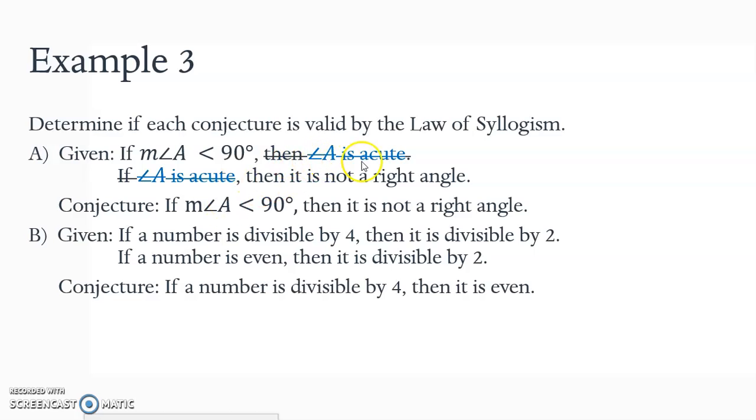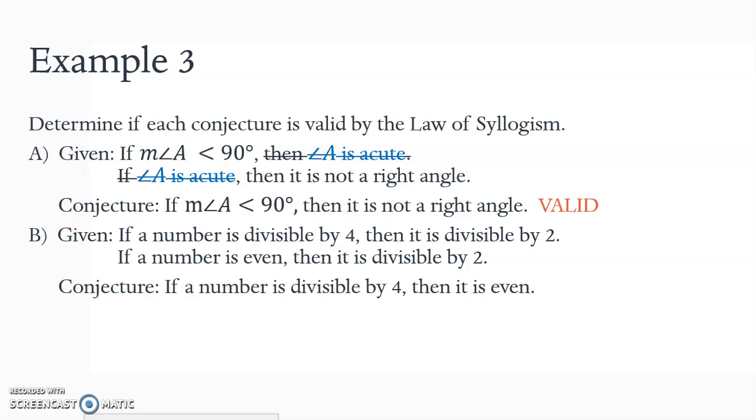So notice, angle A is acute matches angle A is acute. So what I did is I crossed them out and I'm going to check to see if the conjecture says if the measure of angle A is less than 90, then it is not a right angle, because I can skip over the crossed out part, the part that repeated. And that is what the conjecture said. So my answer is that this is valid. They did use the law correctly.